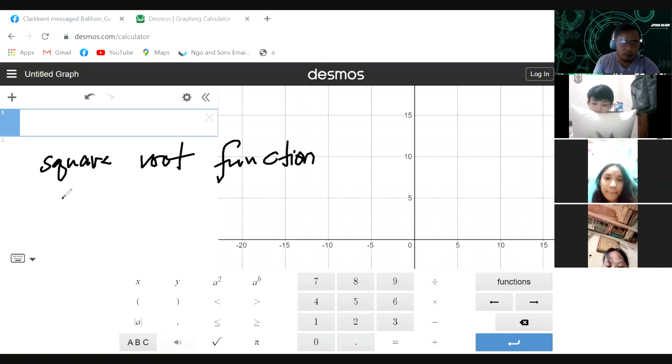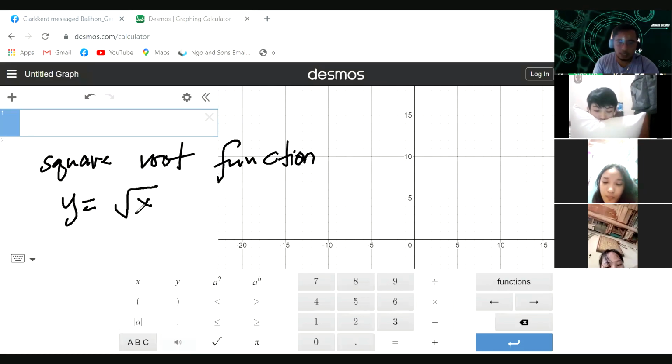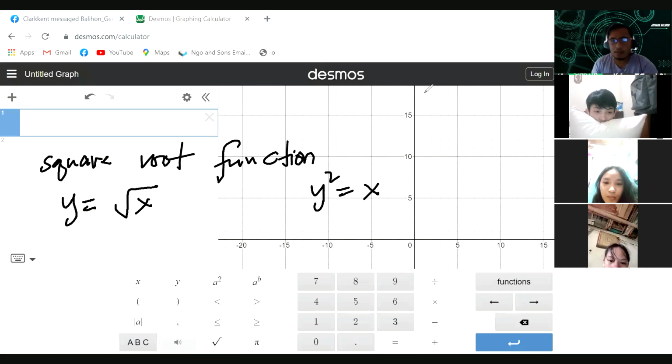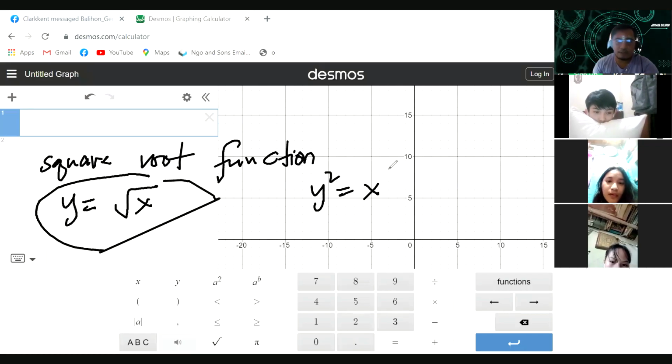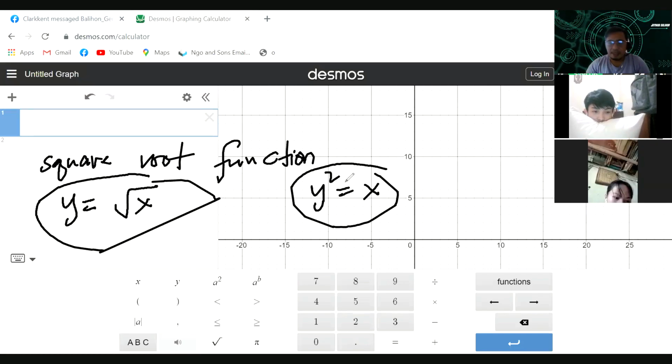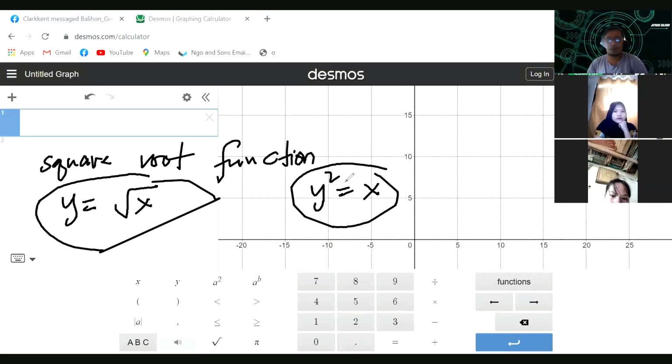If you have the form y equals square root of x, the question, class, is it the same as y squared equals x? What do you think? Do they have the same graph? Are they equivalent? No, sir. Amir, why do you say no?